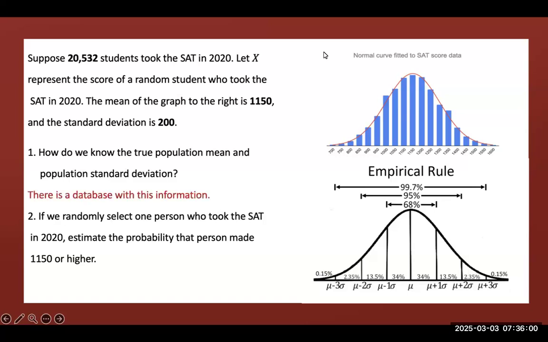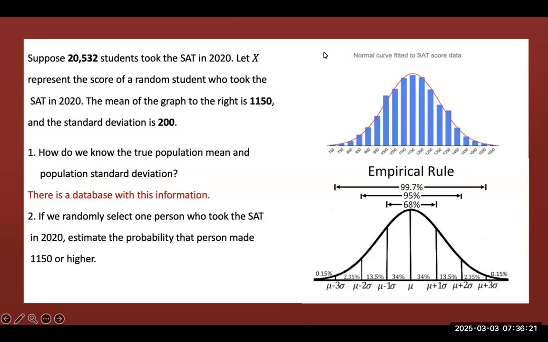There is a database with all of this information. Now, you and I may not be able to access it, but the people who run the SAT can access it, and they can give us statistics and parameters. These are parameters. 1150 is the mean, and the standard deviation is 200.